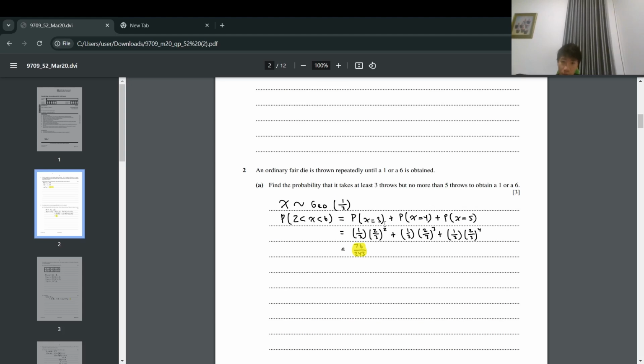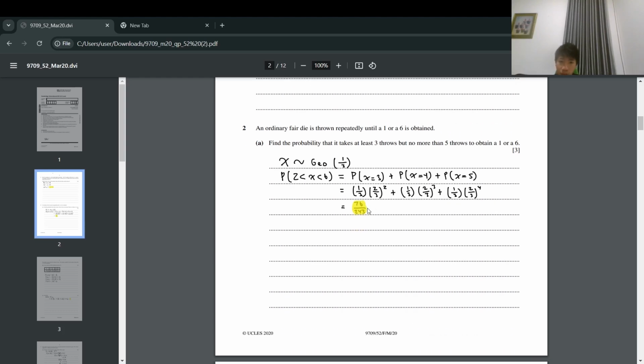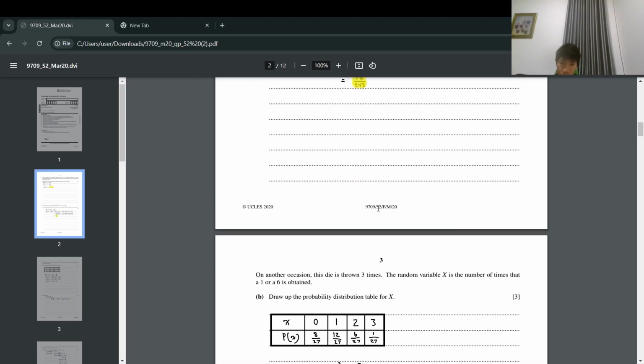And of course, we power it by 2, as it's 2 over 3 times 2 over 3 as there are 2 fails. And this is to the power of 3 as there are 3 fails, 2 over 3 times 2 over 3 times 2 over 3. And this is to the power of 4 as there are 4 fails. So yeah, basically the result will be 76 over 243.